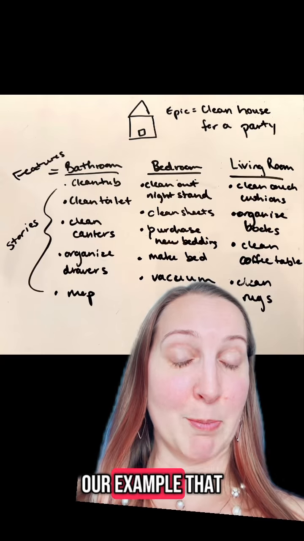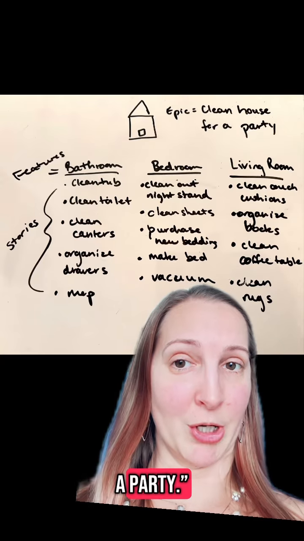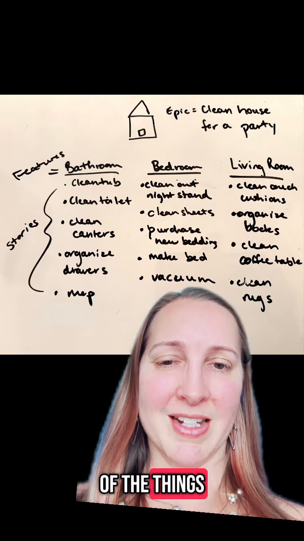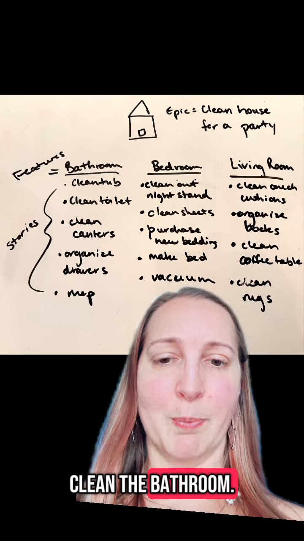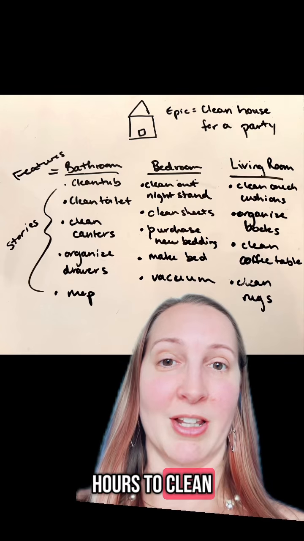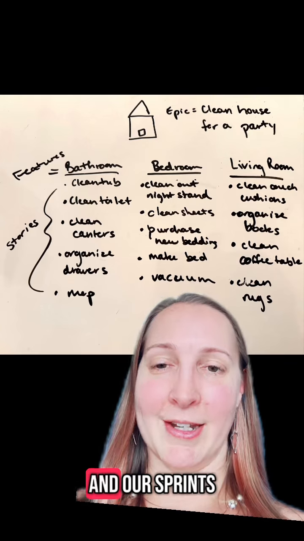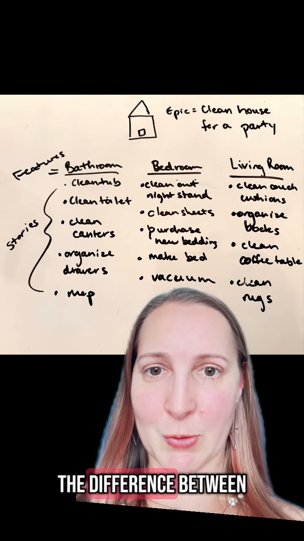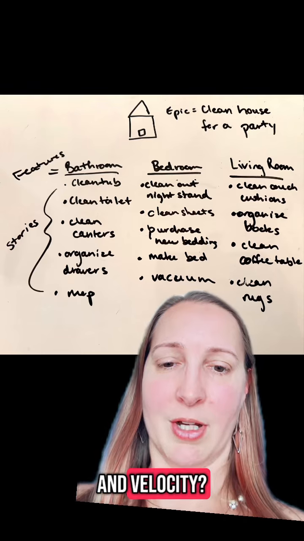Going back to our example that the epic is clean house for a party, the feature is bathroom, and there are different stories of the things that we need to do to clean the bathroom. We have 8 hours to clean for this party, and our sprints are 1 hour. So, what is the difference between a sprint goal and velocity?